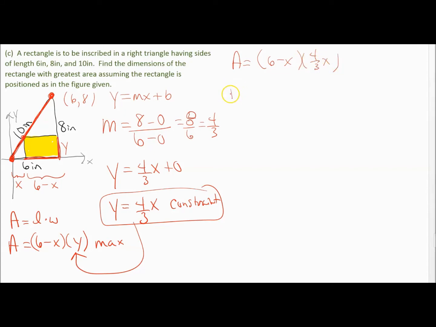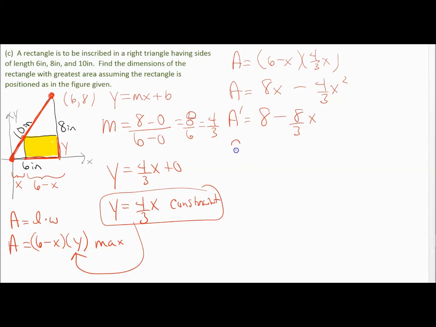I distribute that 4/3 inside. So I have 6 times 4/3, which we know is 24/3, which is 8x minus 4/3 x squared. What do? I take the derivative, because that's what we do in this whole chapter, right? The derivative of 8x is 8. The derivative of 4/3 x squared is minus 8/3 x.